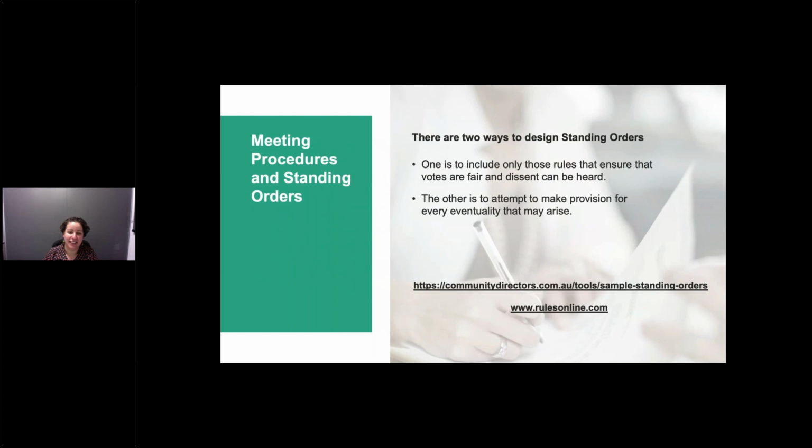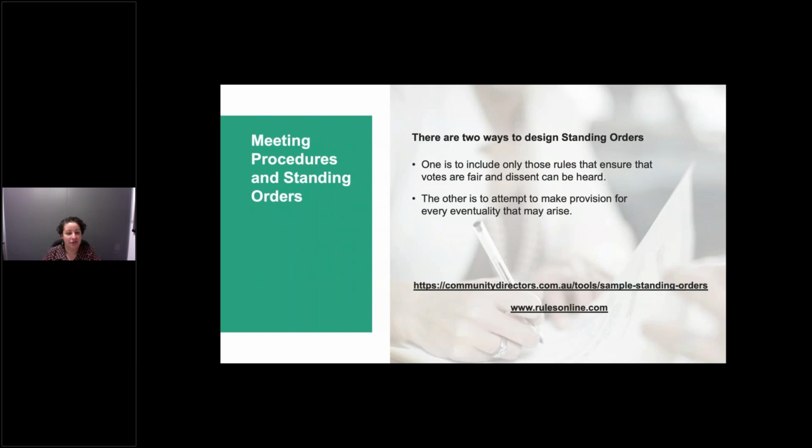And as we mentioned earlier, it is important that the meetings are purposeful. Your time is valuable. You're a committee member. You're volunteering. You have other family responsibilities and work and other commitments. So you really want to make sure that your meetings are purposeful. So standing orders can help stop some of these challenges from becoming an issue.